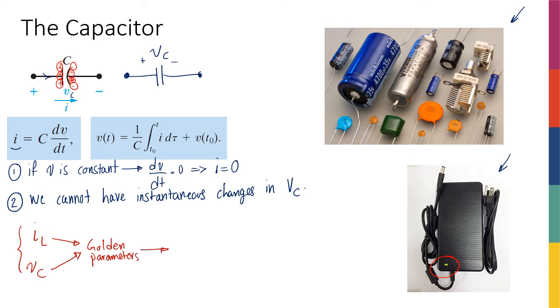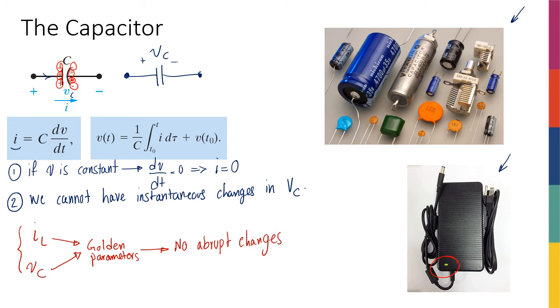These two always have continuous values, so no abrupt changes in them. We're going to use this property a lot in chapter 7 and chapter 8 when we analyze circuits that have inductors and capacitors. That's why I try to emphasize this over and over. So it's not the voltage of an inductor or the current of a capacitor. It's always the current of an inductor and the voltage of a capacitor. These two parameters never change instantaneously.